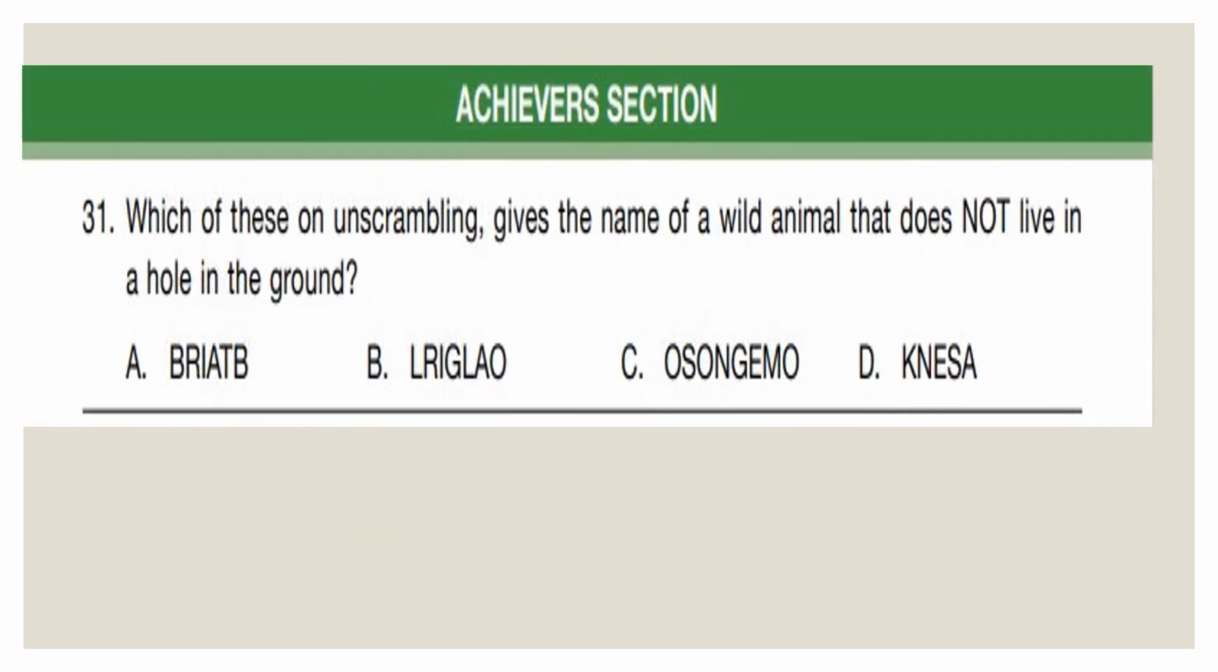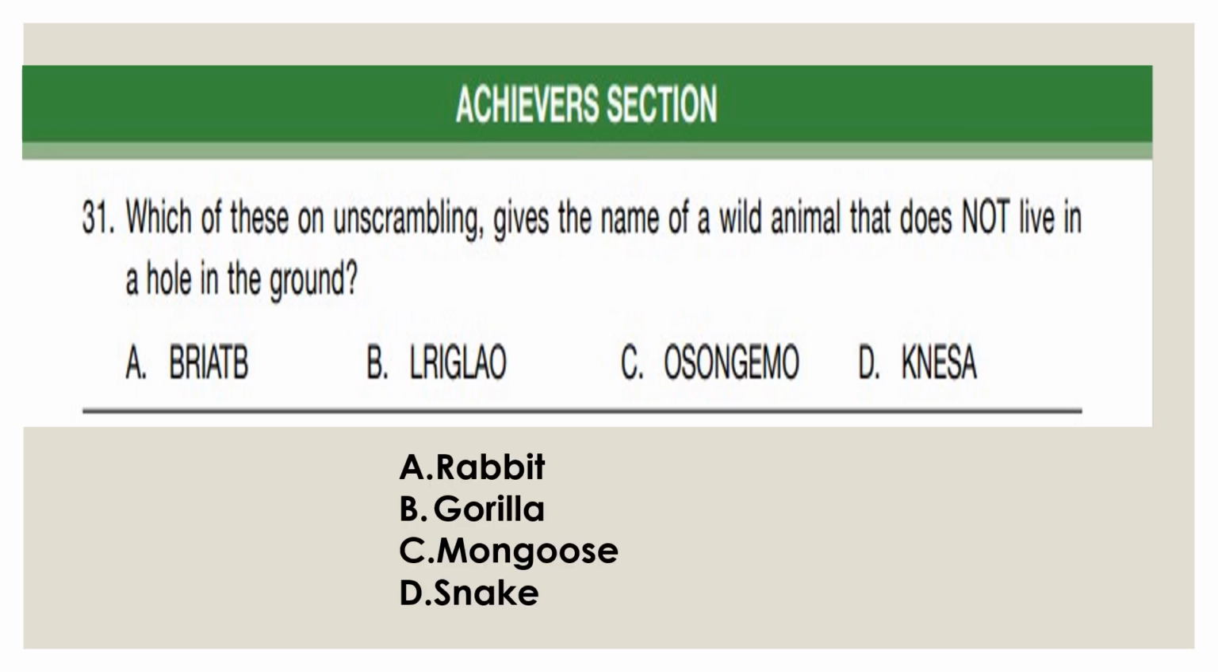Question number 31. Which of these, on unscrambling, gives the name of a wild animal that does not live in a hole in the ground? If we unscramble these options, we get rabbit, gorilla, mongoose, and snake. So, rabbit, mongoose, and snake live in a hole, while gorilla does not live in a hole. So, answer is option B, gorilla.